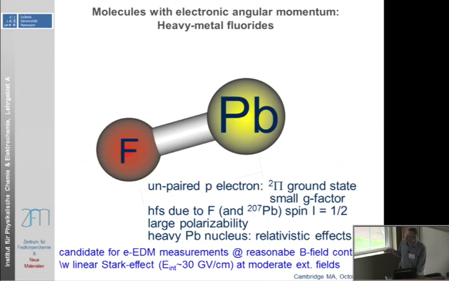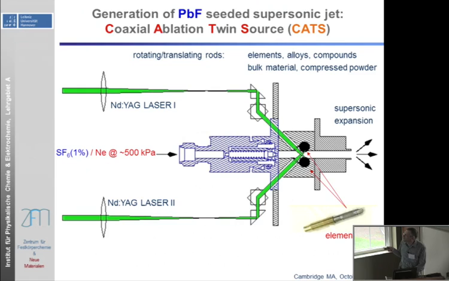We first tried lead fluoride, in a collaboration with Neil Shafer-Ray, which is a radical. We can create this molecule by laser ablation, just using our neodymium laser to ablate elementary lead. Then we have SF6, 1% in neon, in the laser plasma, which typically disintegrates and reacts with the lead. It's expanded in our resonator. We can see those molecules and get narrow lines.